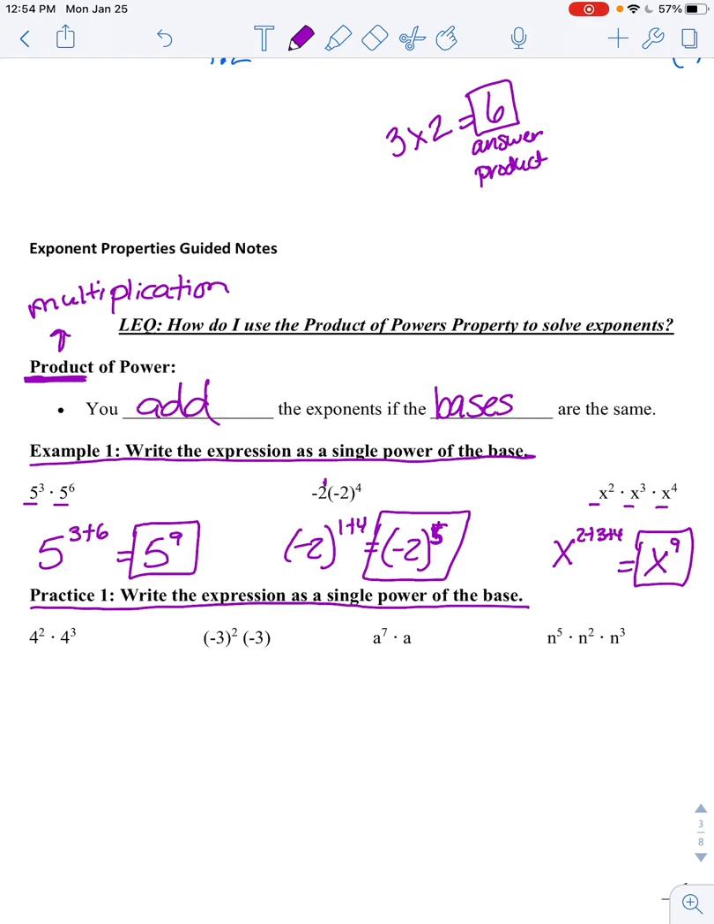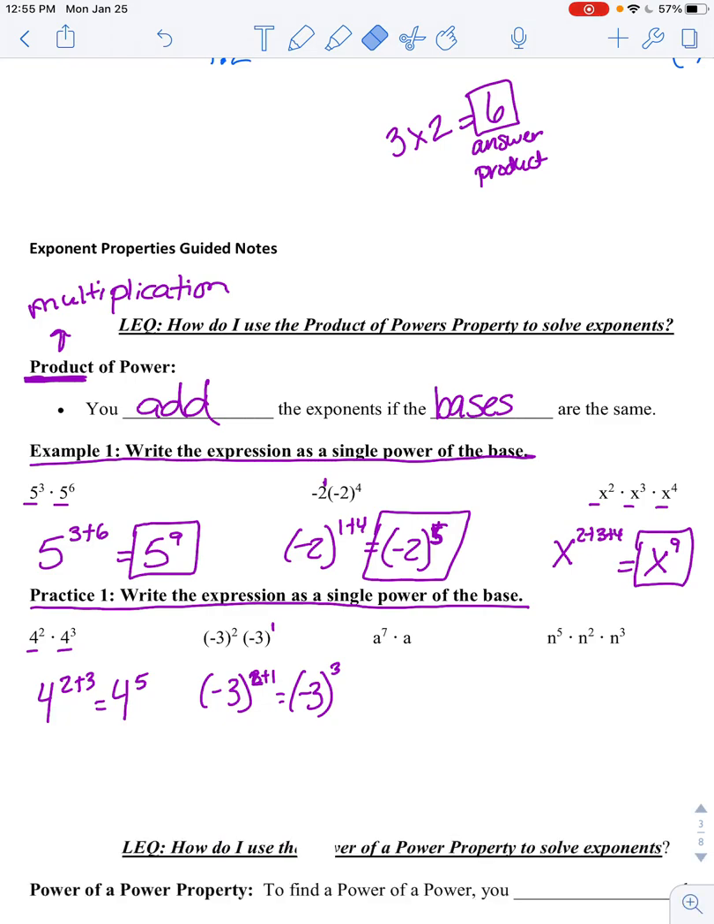Okay, so let's check back in for your answers. We have 4 squared times 4 to the third. Your base is 4. You're adding your exponents, so we have 4 to the 5th. Okay, negative 3 to the second times negative 3 to the 1. If there's none, there's 1. So 2 plus 1 gives you negative 3 to the third. Make sure there's parentheses, because negative 3 to the third is different than negative 3 with parentheses to the third, which we'll talk about a little bit later.